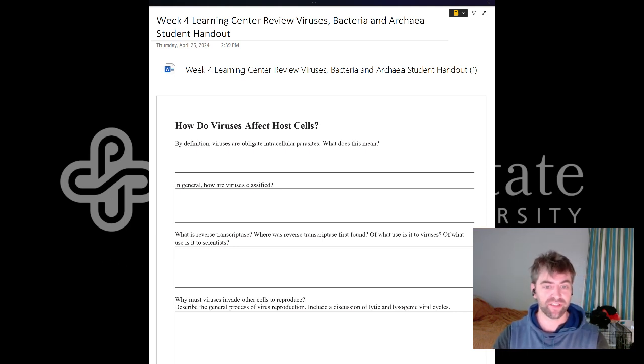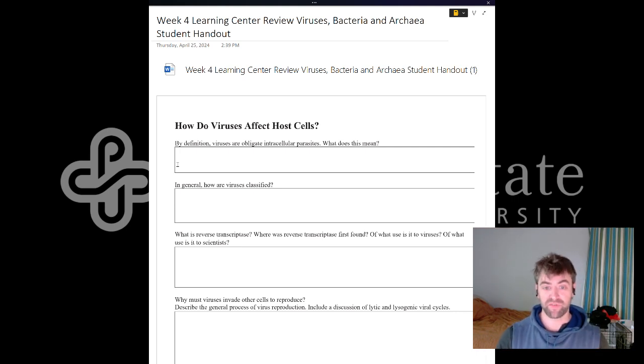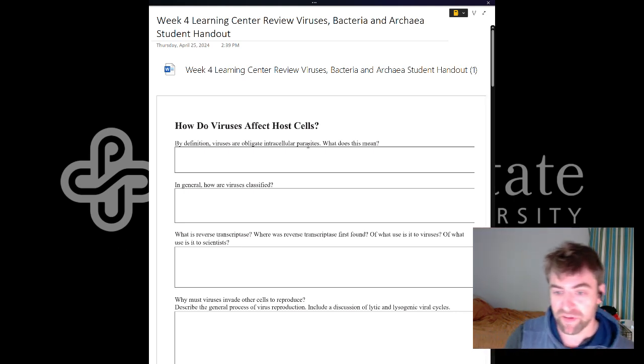So how do viruses affect host cells? By definition, viruses are obligate intracellular parasites. What does this mean? We can break this down just with the vocabulary. Obligate here means something has to happen. It's necessary for this organism. Intracellular: intra, inside; cellular, inside the cell. And parasites, living in or on a host organism and taking something from it without providing any benefit.